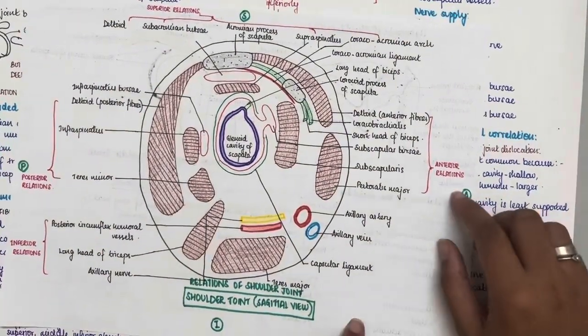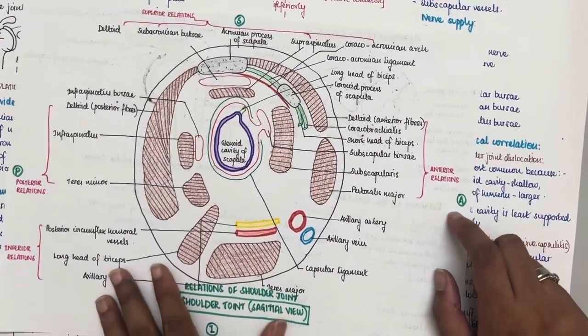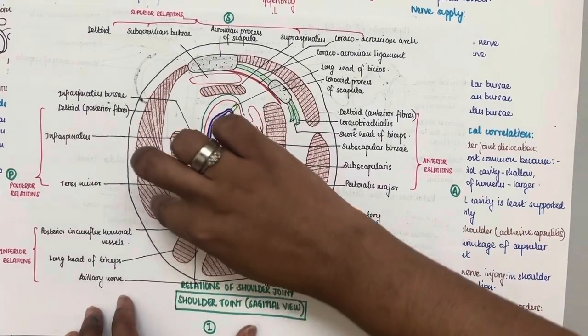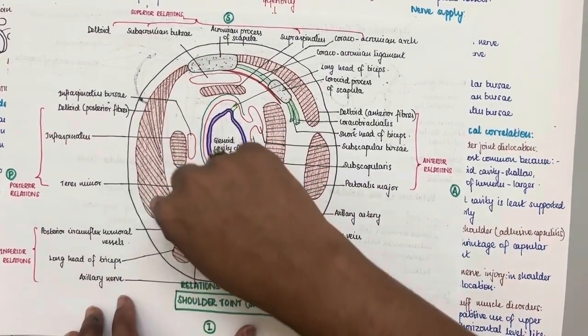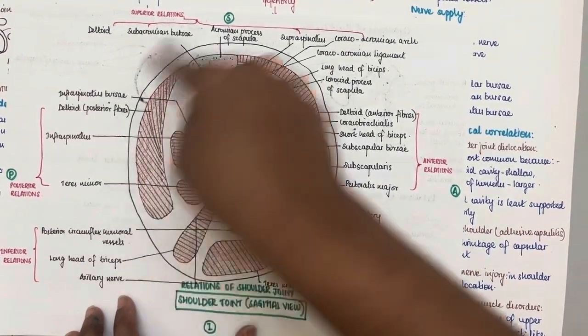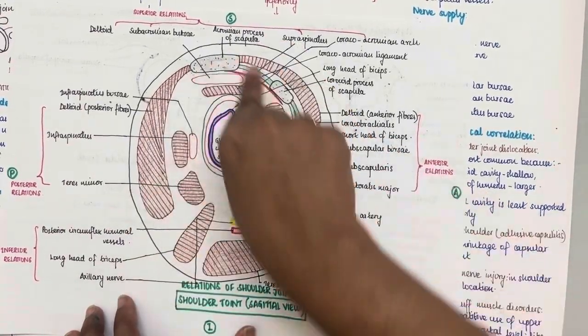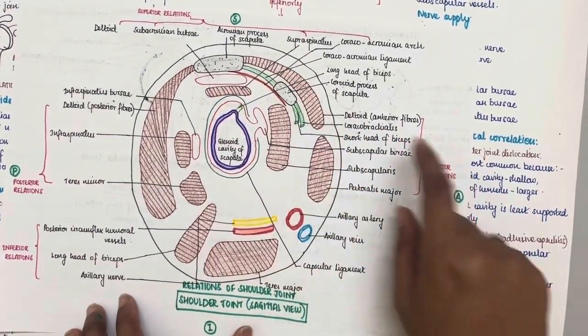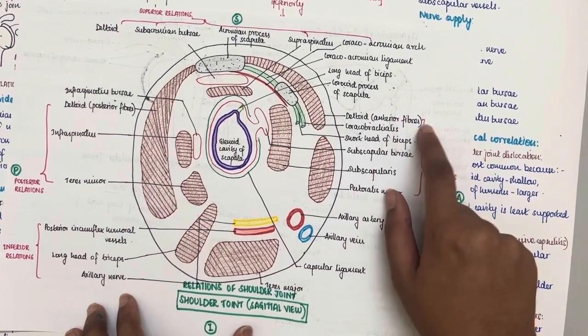Next, let us see the anterior relation. So the anterior relation, as we already said, the deltoid extends from the posterior part to the anterior part. It is such a large muscle. So anterior part also has deltoid, but it is called anterior fibers.